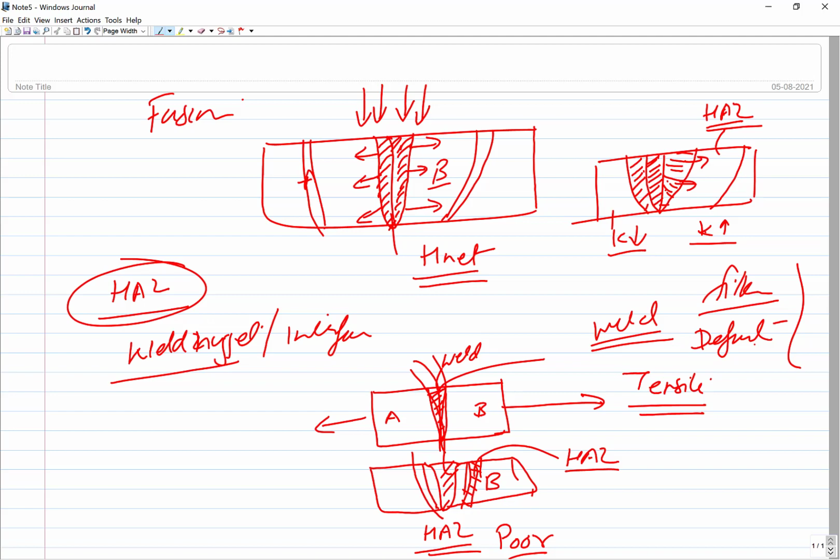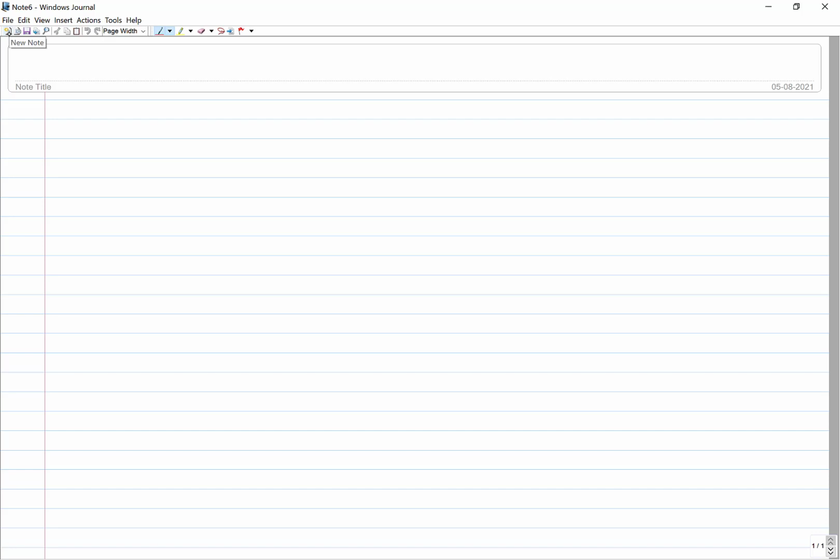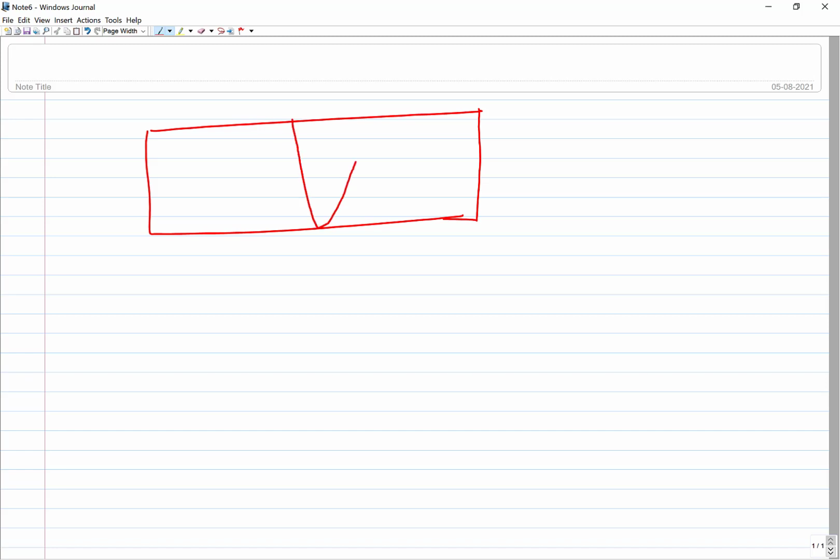Okay, now coming to the factors that are governing the performance of a weld joint. So what we have to see is this. The performance of a weld joint is governed by certain things. In a typical weld, there are these three zones: the weld, and the HAZ on both the sides.